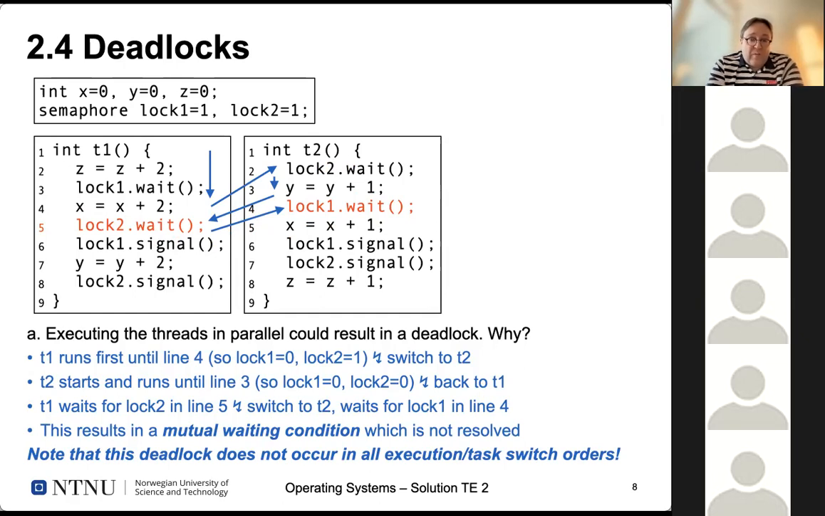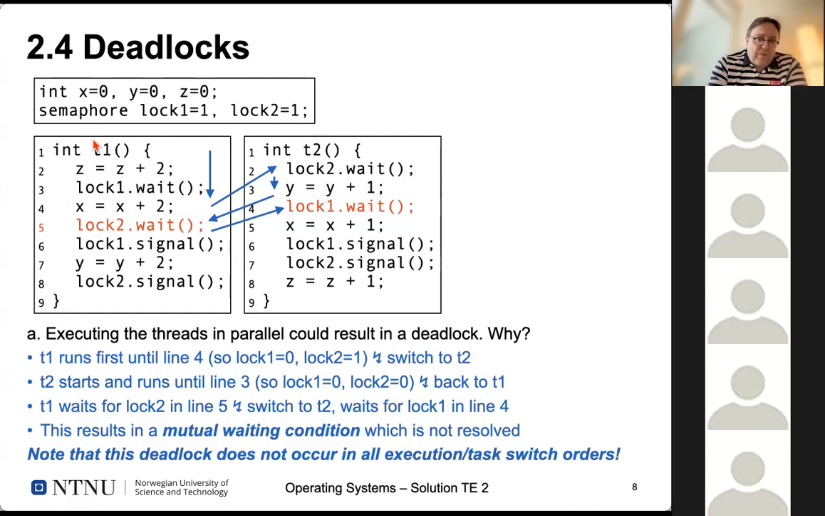that implies that none of our threads is able to proceed here because one would have to signal one of the logs and none of them can proceed here. So this is this mutual waiting condition we've described. This is not resolved. But of course, this deadlock does not occur in all execution or task switch orders. So it only happens, for example, in this order if we switch exactly at these points in time or in these places in code.